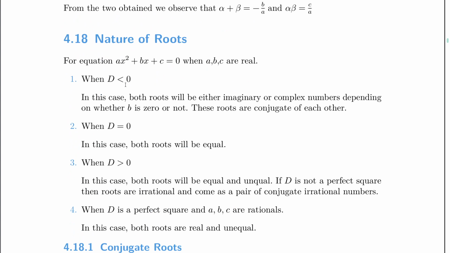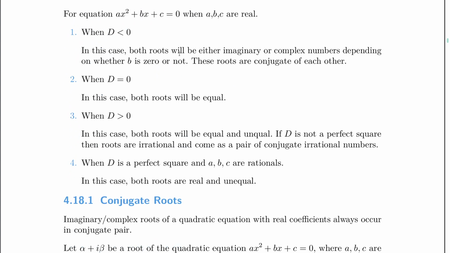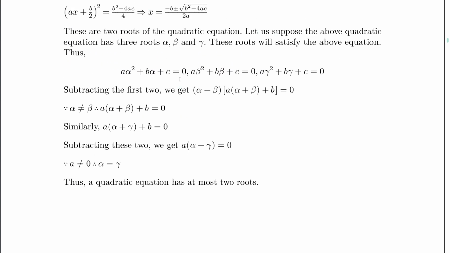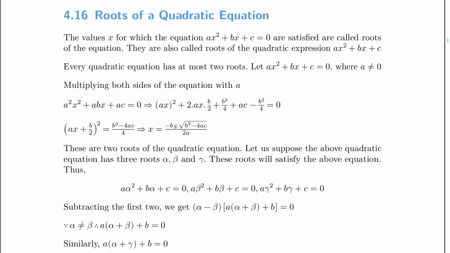So when D is less than 0, both roots will be either imaginary or complex numbers. They will be imaginary if b is equal to 0 and complex if b is not equal to 0. And they are always conjugates of each other. Complex roots always occur in conjugate pairs. If D is equal to 0, both roots will be equal, as you can see, because when b square minus 4ac is equal to 0, both roots will be minus b by 2a.